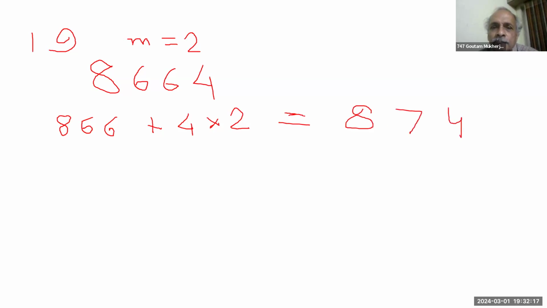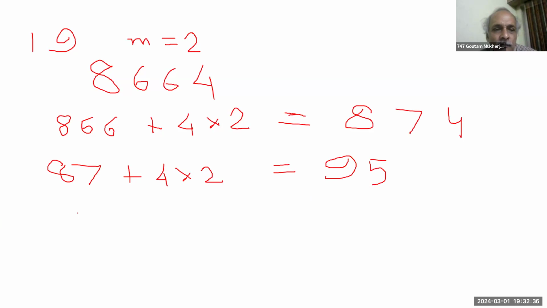From there, where does it come to? 87 plus 8, which is 95. 95. Is 95 divisible by 19? Yes. 9 plus 5 into 2, that is 9 plus 10, you'll get 19. Equal to 19. Divisible. So therefore 19, 95.